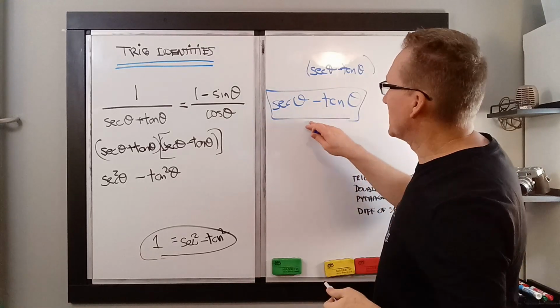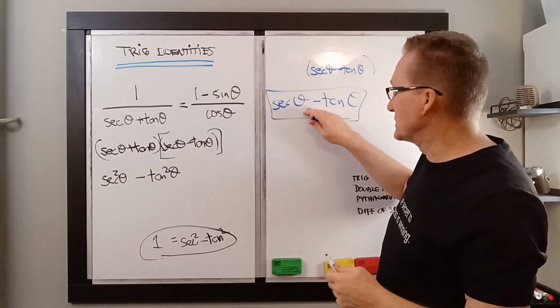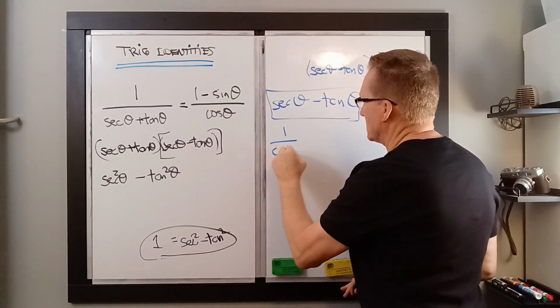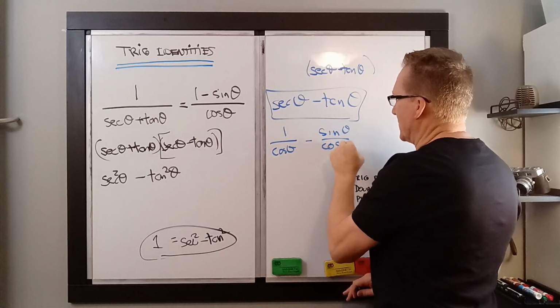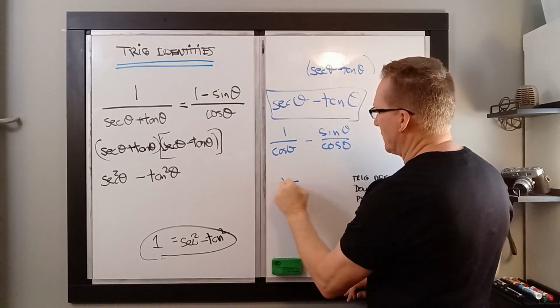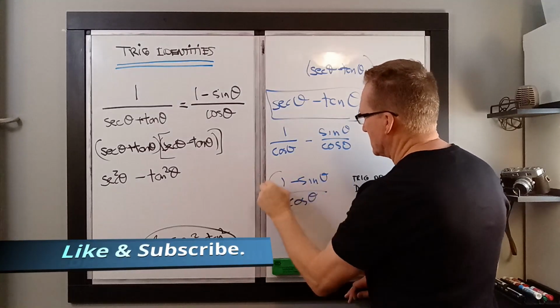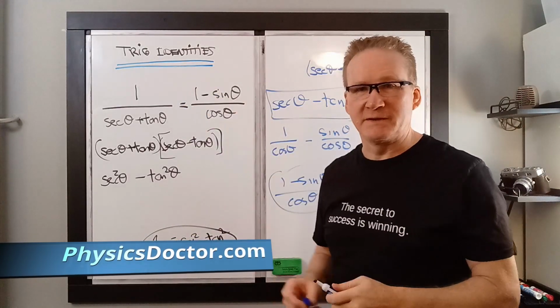If we want to do something like what we have here, what we could do is put a cosine in the denominator of everything. This is 1 over cosine theta minus sine theta over cosine theta. We have a common denominator, 1 minus sine theta over cosine theta. This now is the same as this. We have now proved this trig identity.